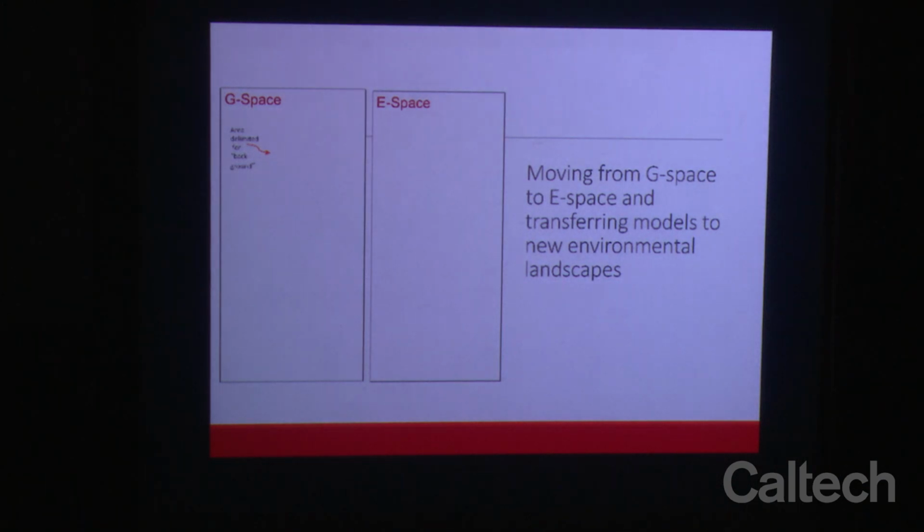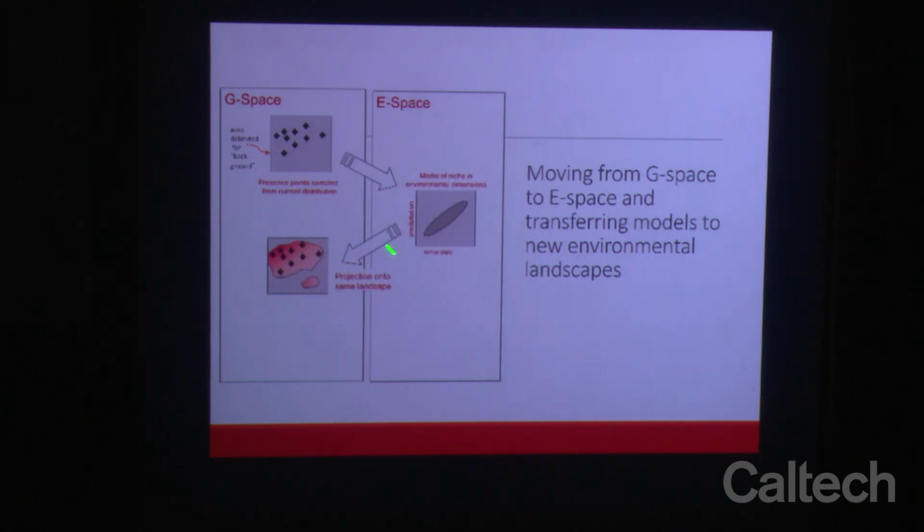Okay, so in sum, what we're doing here is we're basically collecting presence points from the environment. We're selecting an area where we think that is accessible for that species, and that's shown in this box. We're projecting that into e-space, looking at a model of niche in those environmental dimensions, and we can then project those back onto the same landscape, or we can transfer them to past or future or different areas where those have been sampled, with attendant challenges about these transfer functions and being able to actually do interpolation versus extrapolation properly. And that's kind of the heart of the idea behind correlative niche models.